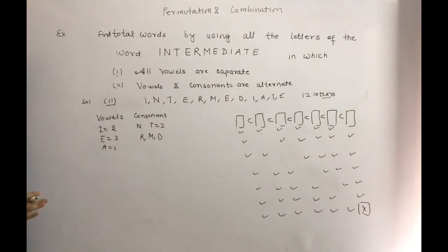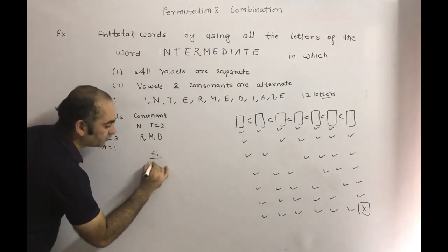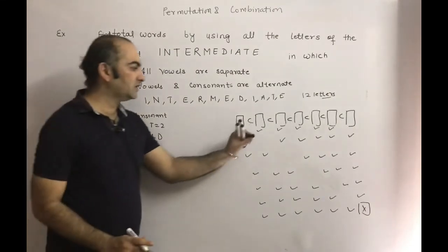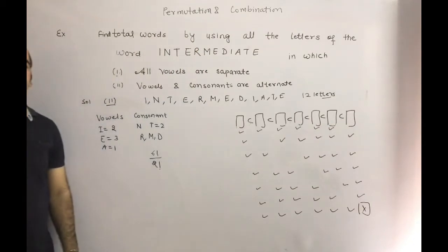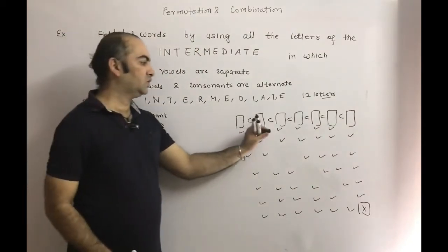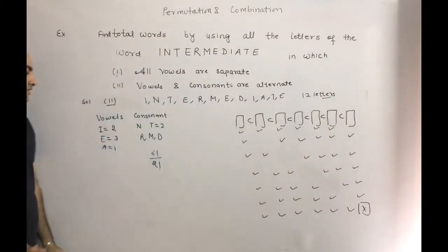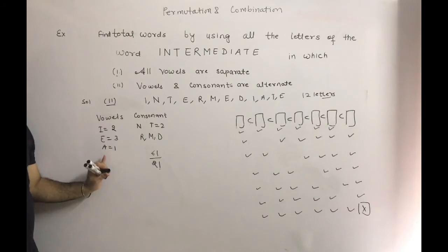There are 6 consonants. The arrangement of 6 consonants is 6 factorial divided by 2 factorial, because 2 T's are the same. So you are arranging consonant, consonant, consonant, consonant, consonant, consonant. Between 6 consonants there are 7 gaps: 1, 2, 3, 4, 5, 6, 7. And there are 6 vowels, so out of 7 gaps, in 6 gaps you have to arrange vowels.